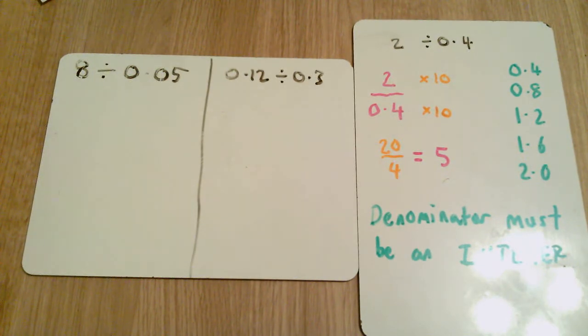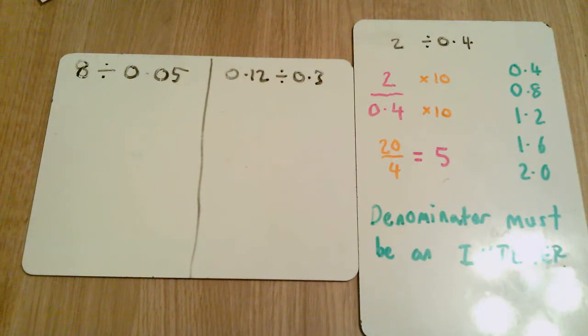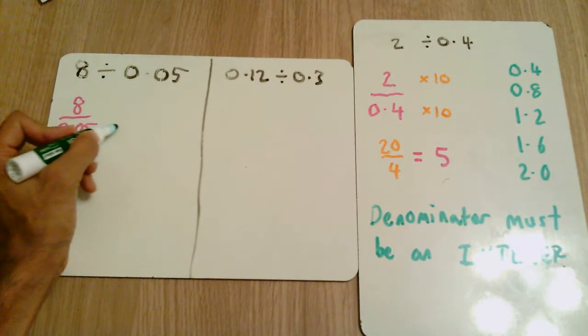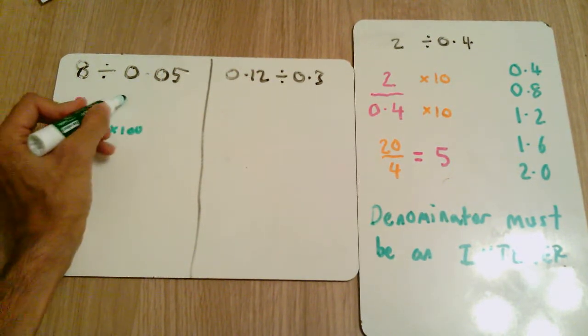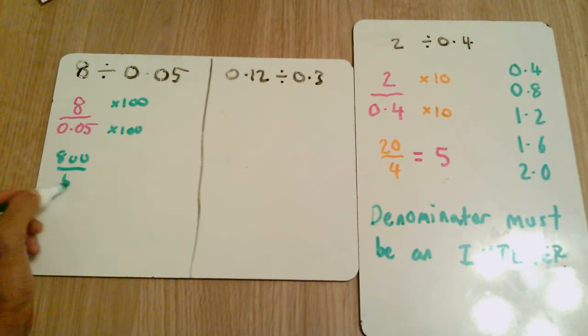So if we look at the scenario on the left-hand side, I'm going to show us the method which we're going to follow for this process. The first thing we did is we expressed our value as a fraction. We said this is going to be 8 divided by 0.05. We then went about this via making the denominator an integer. So in this case, we have to multiply the denominator by 100 and also multiply the numerator by 100. That gives us 800 divided by 5.